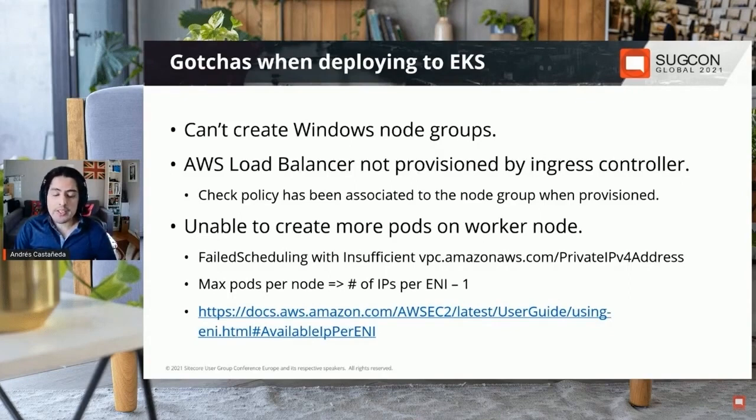You may also find that you are unable to create more pods on a worker node. This one is very interesting because every time you create a pod in a worker node, it will get an IP associated from the worker node. A worker node is basically an EC2 instance, or in the world of Azure, a virtual machine, because it's powering the pod, where it's running. So there's a network adapter for the EC2 instance.